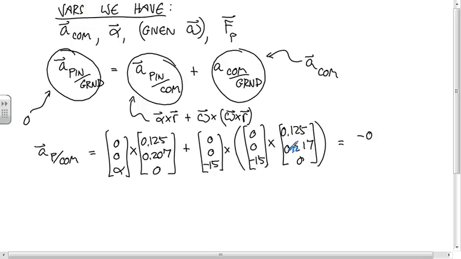If you do all these cross products, you get negative 0.217 alpha, 0.125 alpha, plus negative 28.125, negative 48.825.